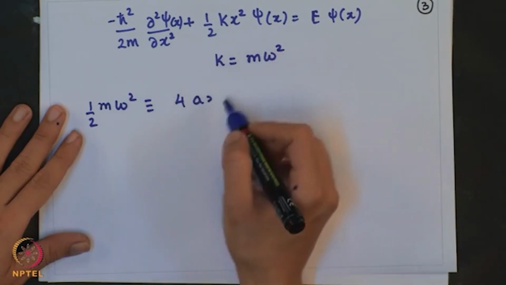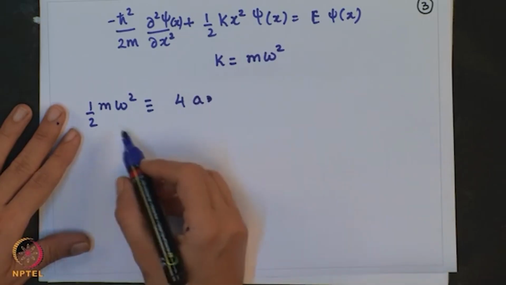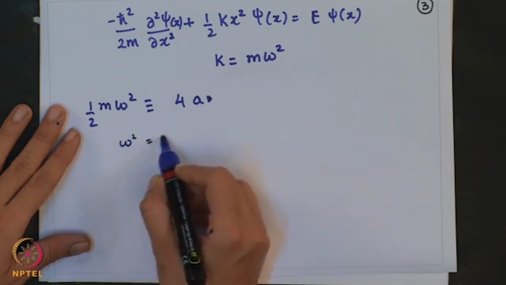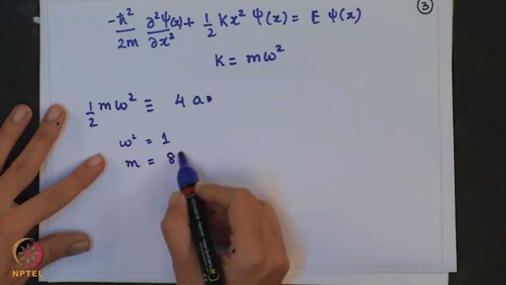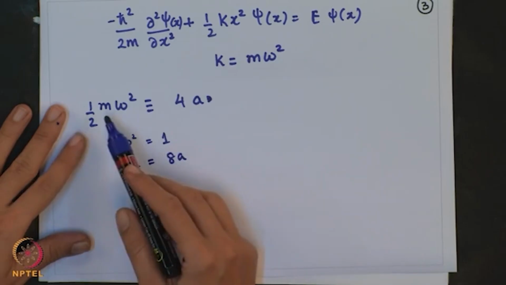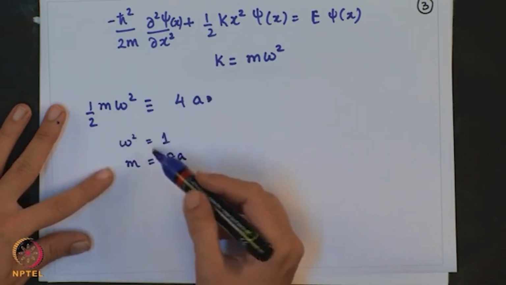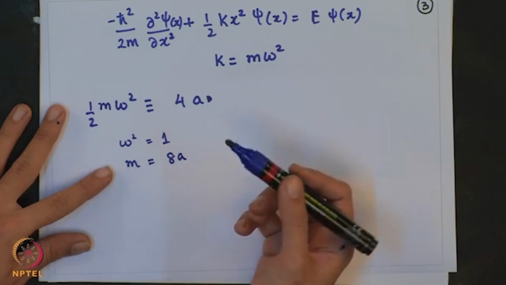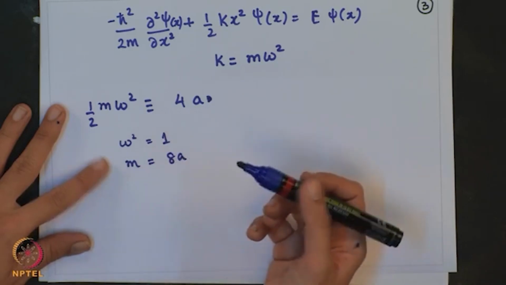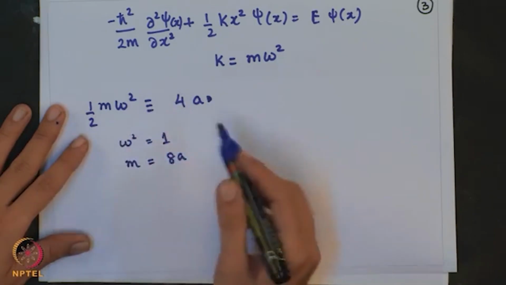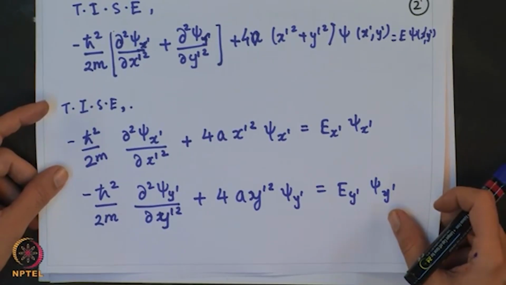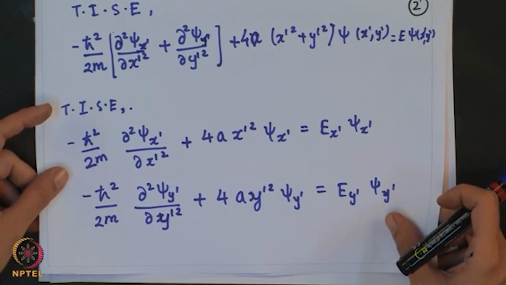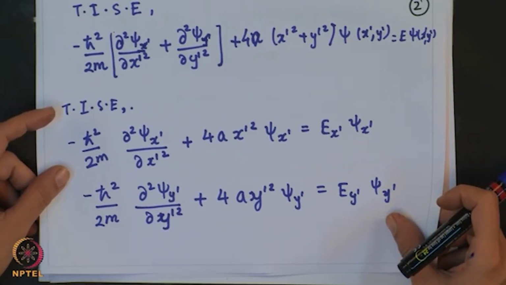x square, I will drop. So, 4a. So, if I assume omega square to be 1, then my m would be 8a, or if I assume m to be 1, then omega will take some value, square root of 8a or something. So, the expression which we have obtained is very much similar to the harmonic oscillator potential with some different value of m and omega in terms of a.